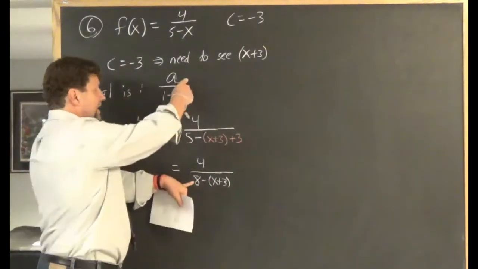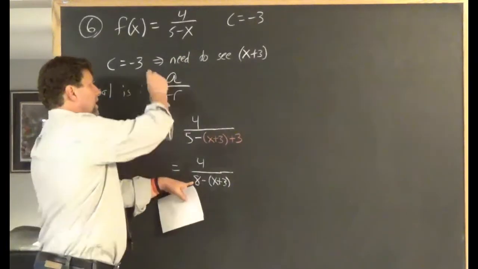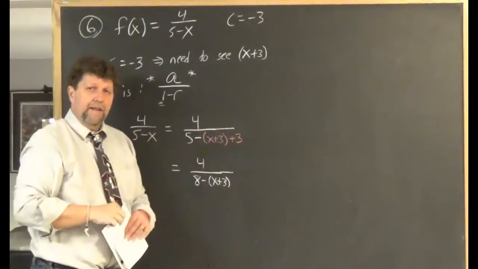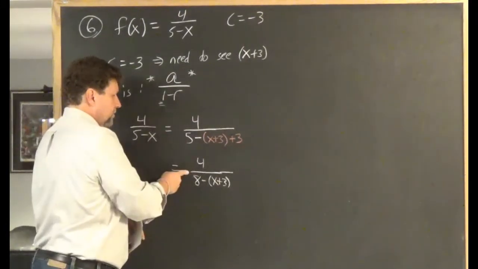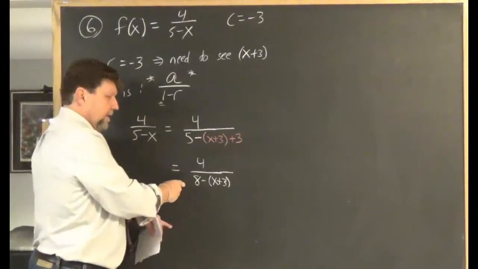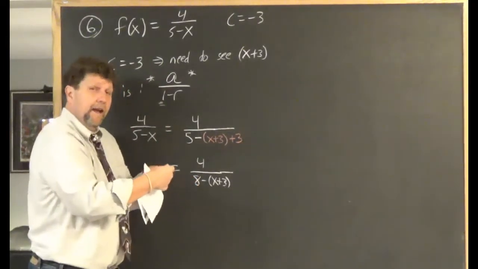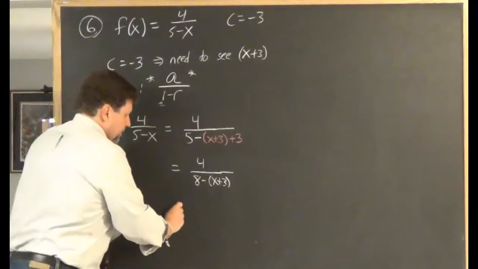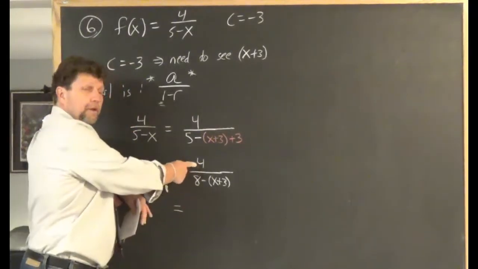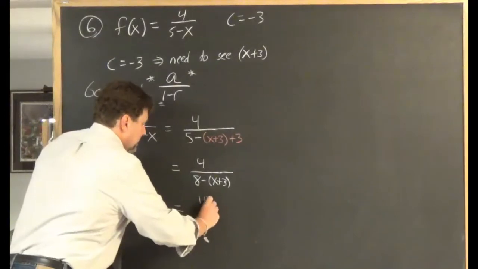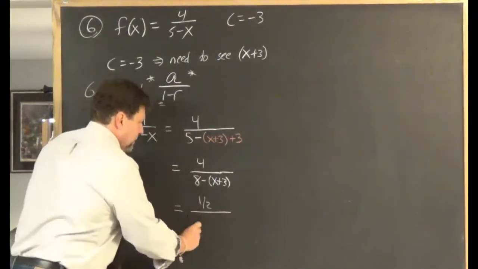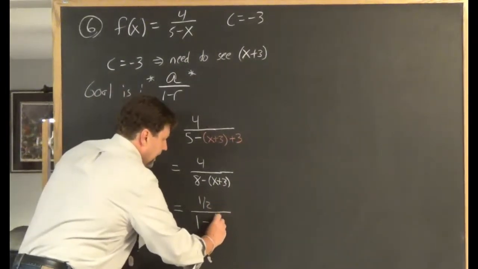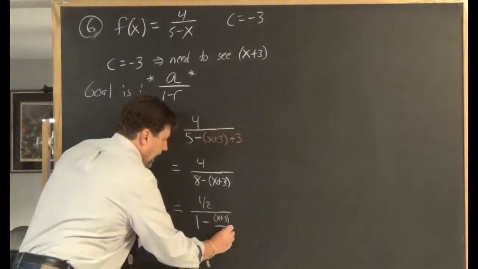And now to get this into the form a over 1 minus r, that's the goal. And the key part of the goal is getting a 1 there. So how do I turn this into getting a 1 in that position? Well, quite simply, divide everything in the numerator and denominator by 8, because 8 divided by 8 is 1. So 4 divided by 8, that's a 1/2. The denominator, 8 divided by 8 is 1. x plus, I'll write that as just x plus 3 over 8.